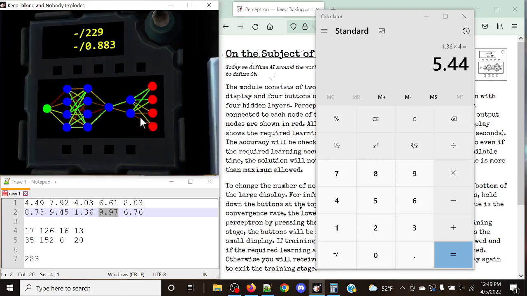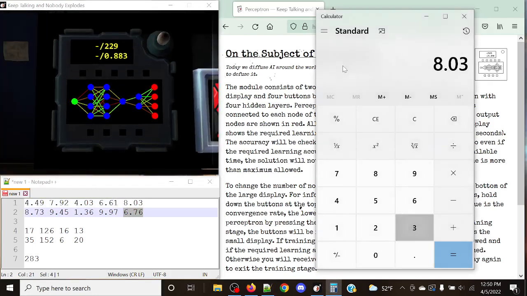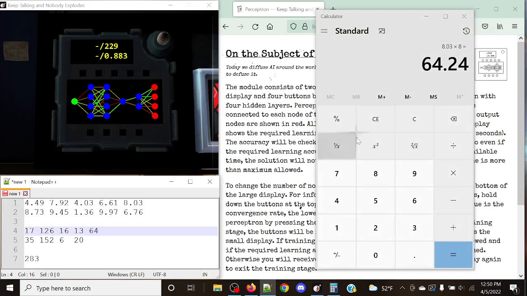So let's start doing the math for this one. For the 8.03 and then 6.76, we have the 8 connections. So now 8.03 times the 8 is going to be 64. This is pretty good. This is exactly what we need probably right here. And then the 6.76 times 8, remembering to round up for these guys, is going to be 55.